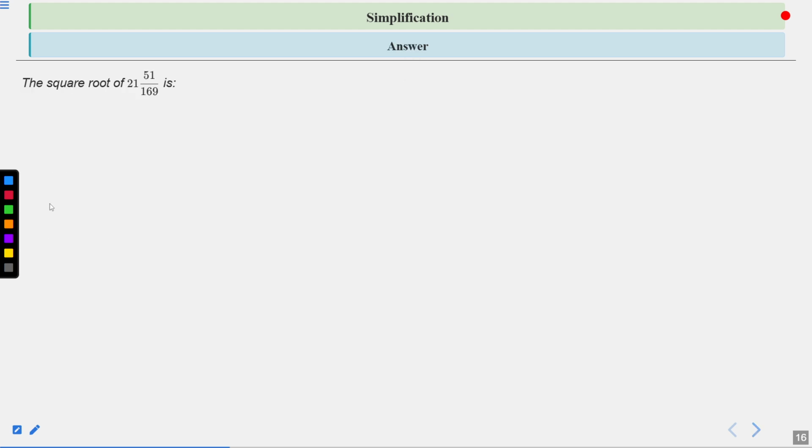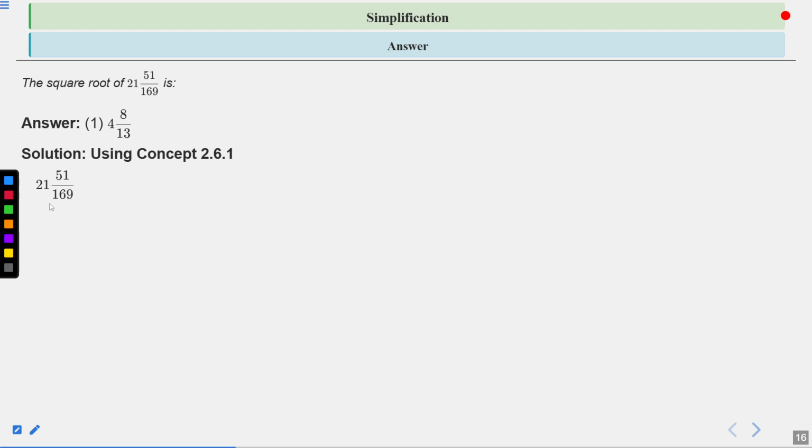So the question says that we need to calculate the square root of 21 and 51 upon 169. So we just simplify it. First we make the fraction, then we can simplify it. So the correct answer of this question is the first one, which is 4 and 8 by 13, the square root of this number. Now see the detailed solution using concept 2.6.1 in this question.